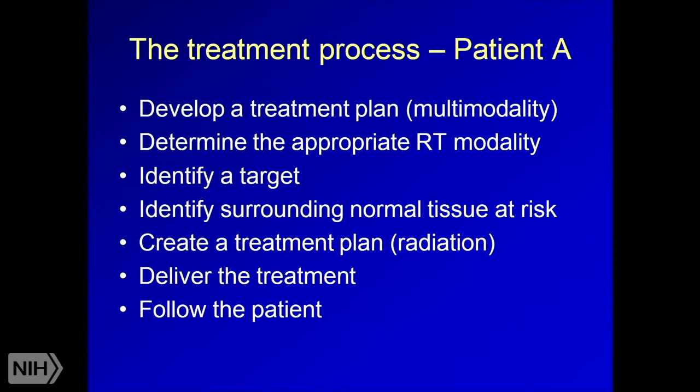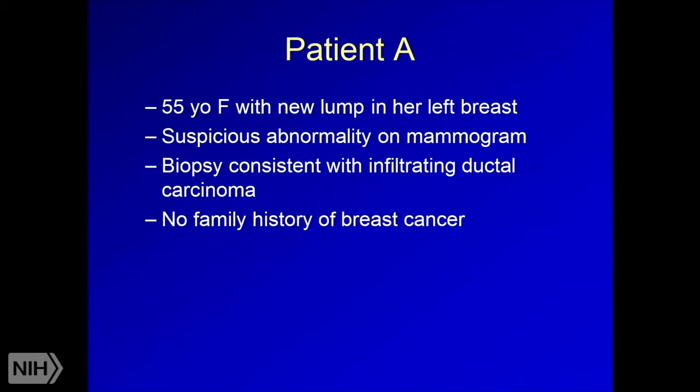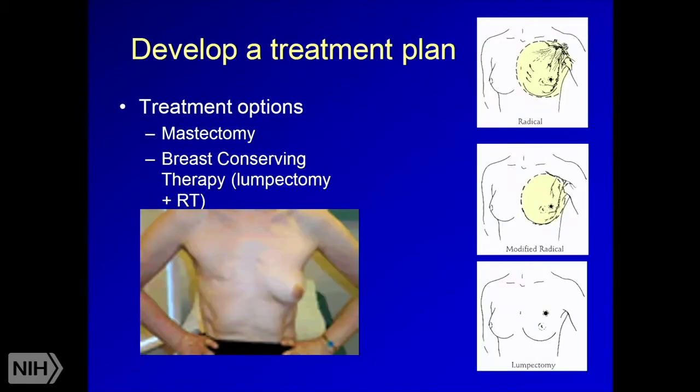So moving on to just some patient presentations. So this first patient here, we'll talk about kind of the different steps that they went through. So this patient is a common scenario, a 55-year-old female who developed a new lump in her left breast. She went to her primary care physician, had a mammogram ordered, which showed a suspicious abnormality on that mammogram. A biopsy was performed of that lesion, which showed an infiltrating ductal carcinoma, which is the most common type of breast cancer. And then importantly, this patient had no family history of breast cancer, which is certainly something that we always ask all our patients about their family history.